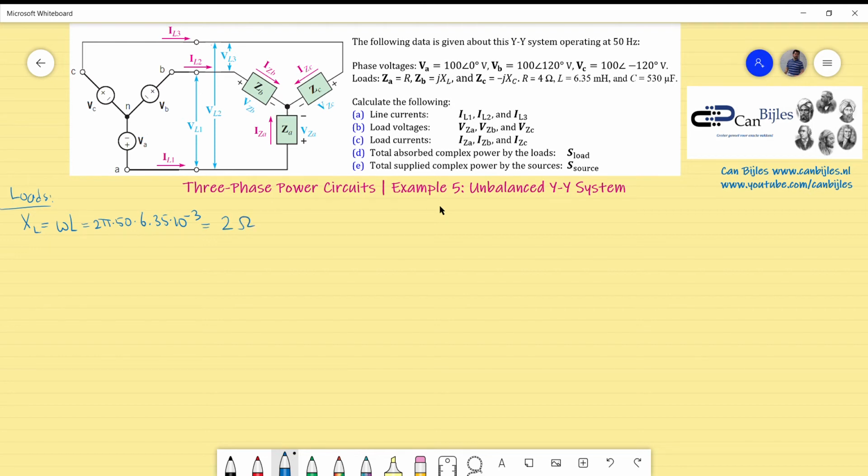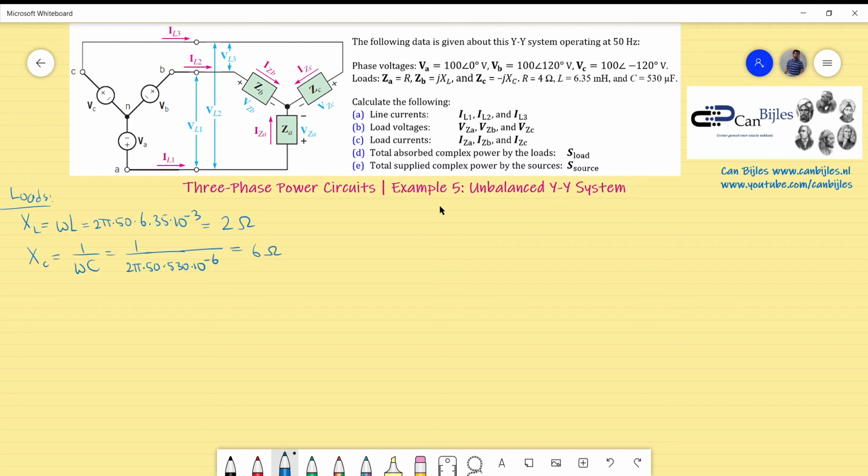The next one is the capacitor reactance, 1 over omega times C, which is again a very familiar formula. It is 1 over 2 pi times 50 times the capacitor value of 530 micro. If you do the math here, it will be very close to 6 ohms.